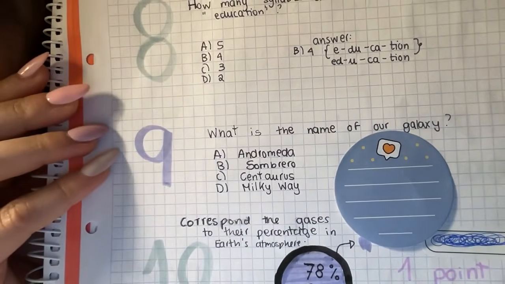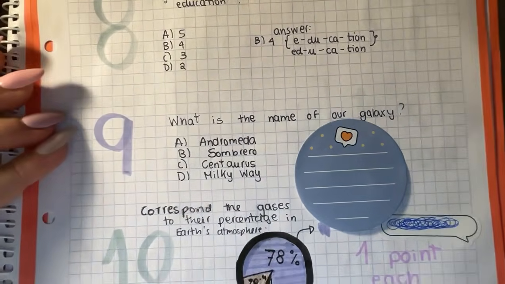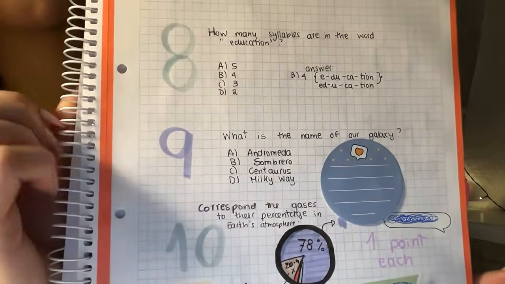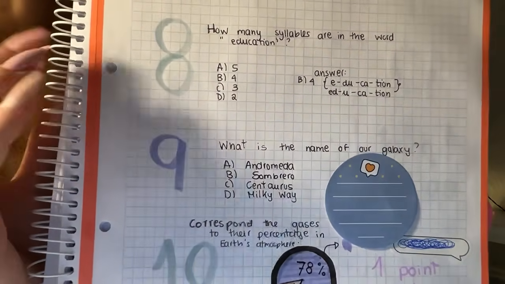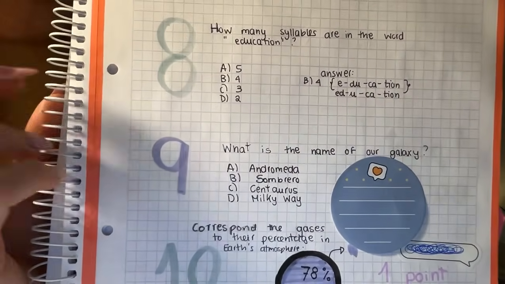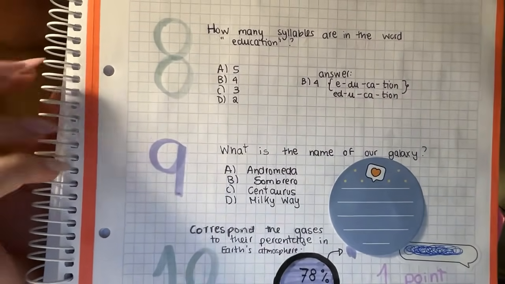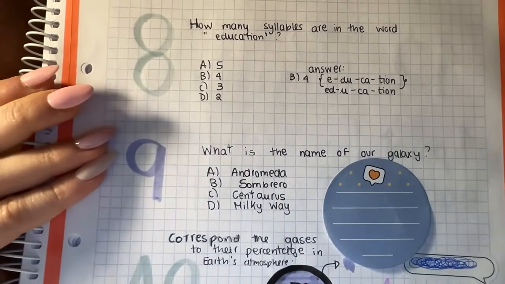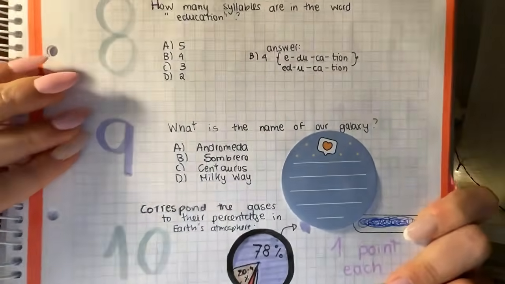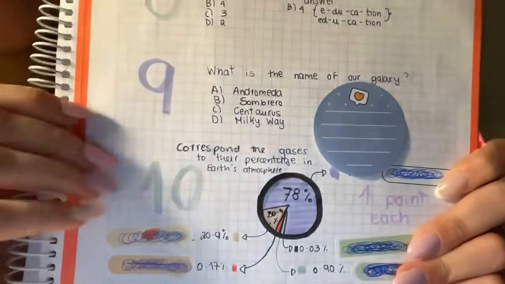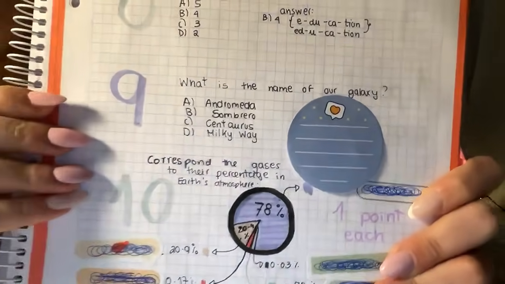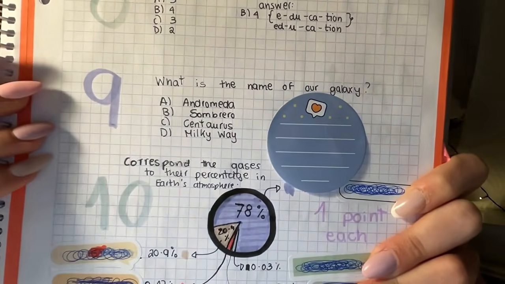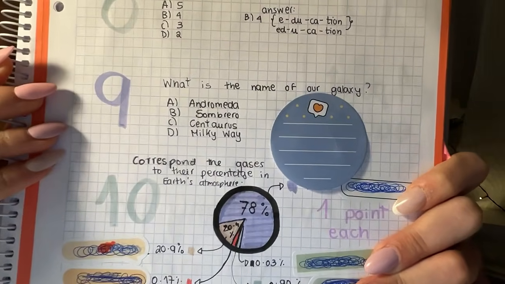Andromeda, Sombrero, Centaurus, or Milky Way? A, B, C, or D? Our galaxy. What is the name of our galaxy? A, B, C, or D? What do you think? What's your guess? Andromeda, Sombrero, Centaurus, or Milky Way?